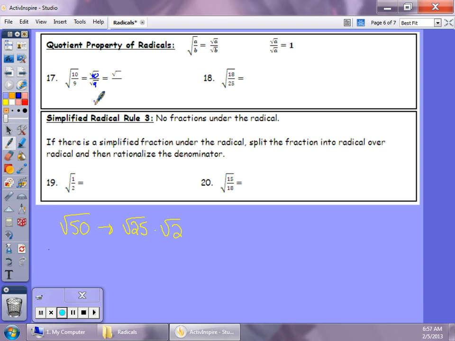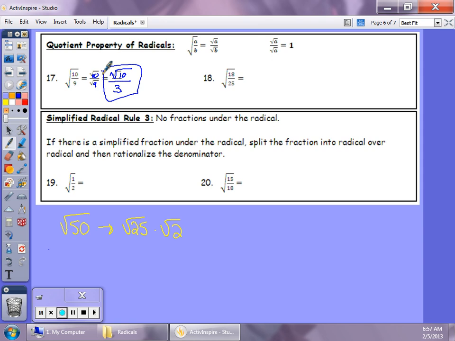So root 10 does not contain a perfect square, and I'm going to go ahead and just make this bigger so we can see. That's already simplified, but we know that the square root of 9 is 3. So this property just allows us to simplify down to the smallest root.